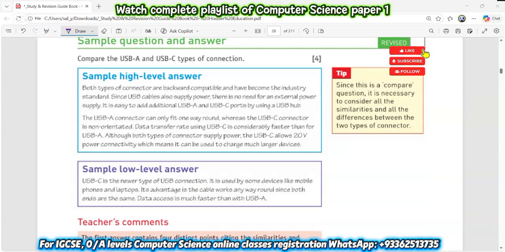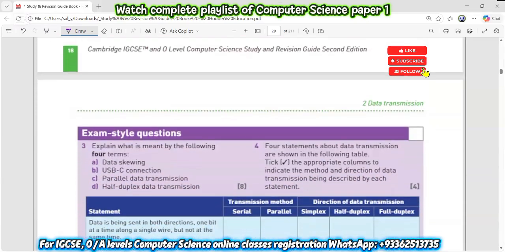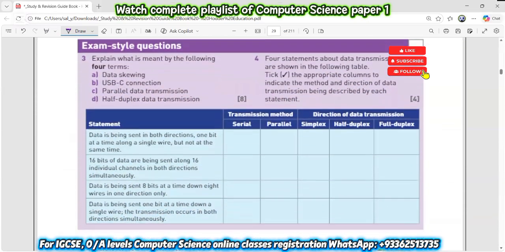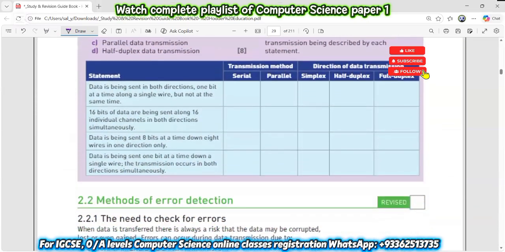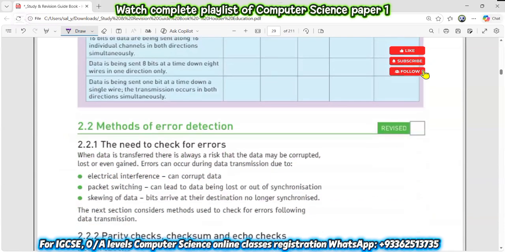Moving to the next topic, and that is error detection. Again, a very, very important topic. Okay, now a few exam style questions are here for you to attempt and be confident about. Now, methods of error detection.